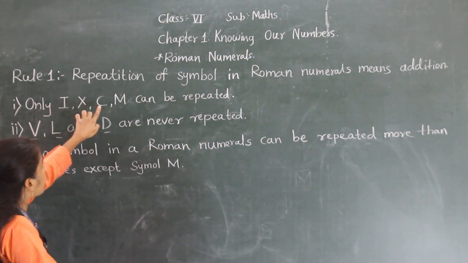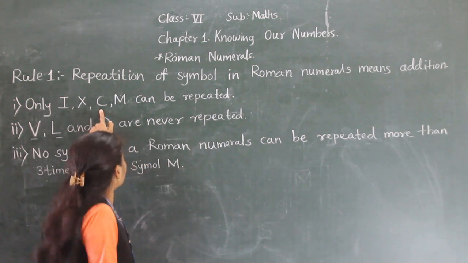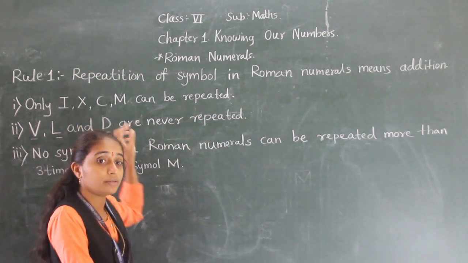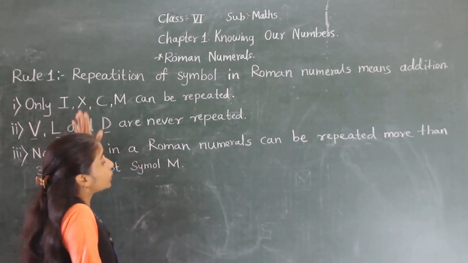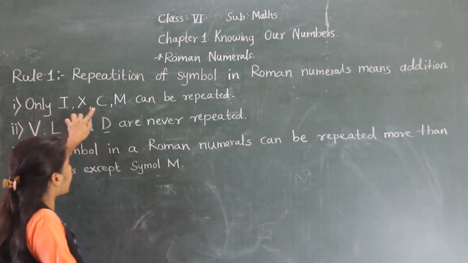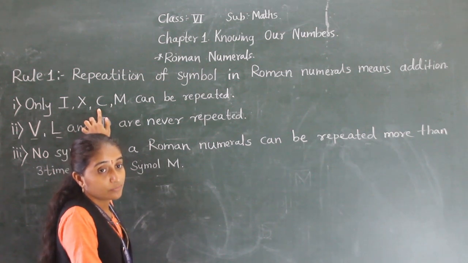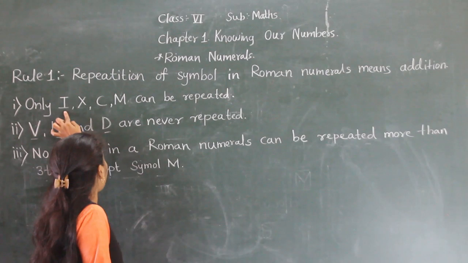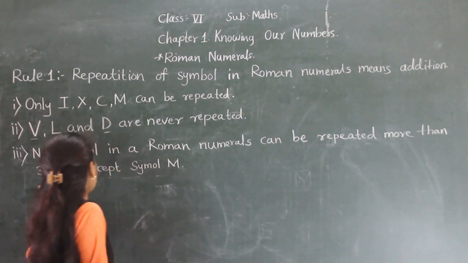I, X and C should not be repeated more than 3 times. These letters are allowed to repeat only 3 times. Which letters? I, X and C. We can repeat 3 times. We cannot repeat these letters more than 3 times. I, X and C. M we can repeat more than 3 times.